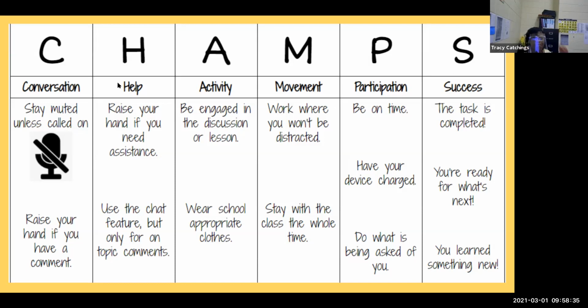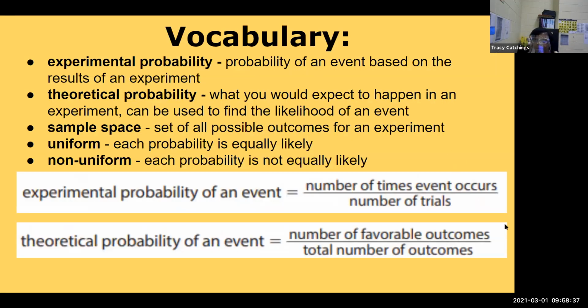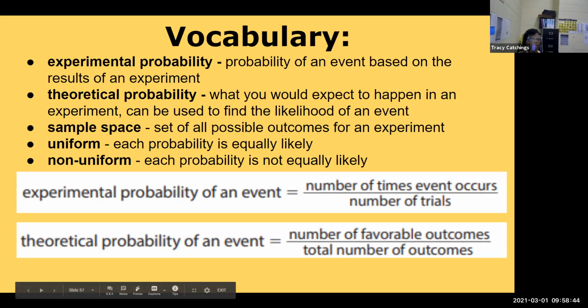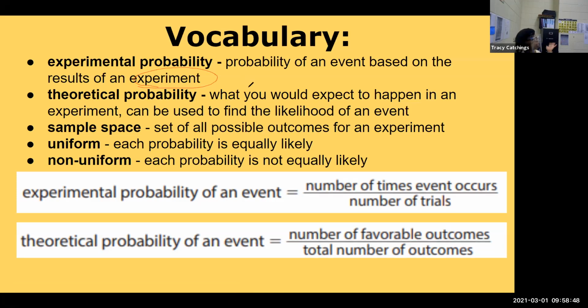All right, vocabulary. Experimental probability is the probability of an event based on the results of an experiment. If I have a coin, what are my two outcomes? Heads or tails. If I was to flip that coin more than once, I then have an experiment because I have done it consecutively. That's the difference.